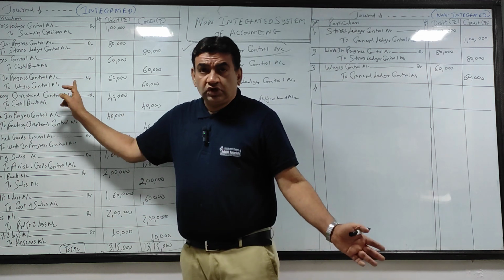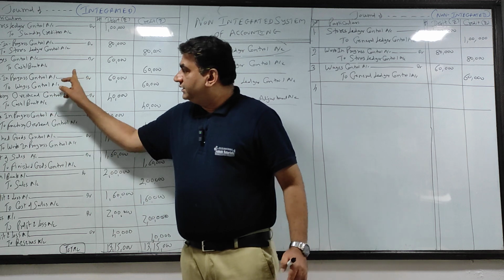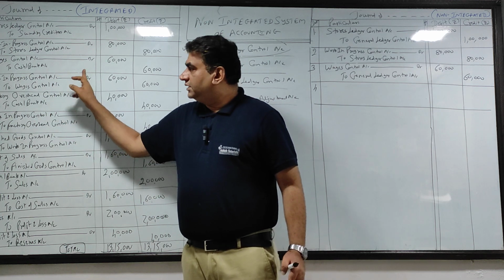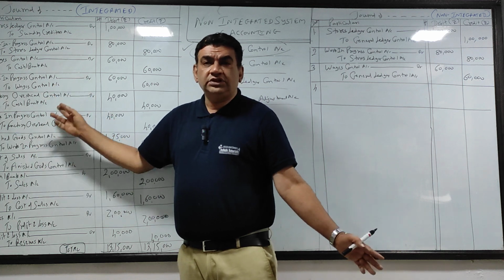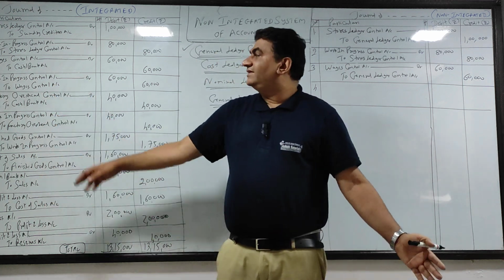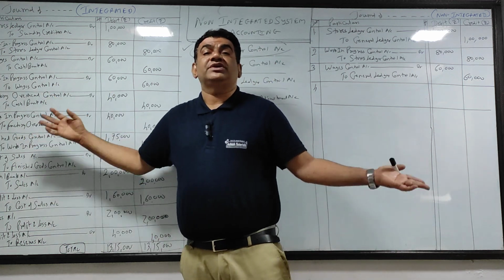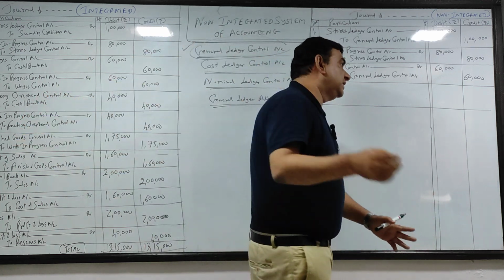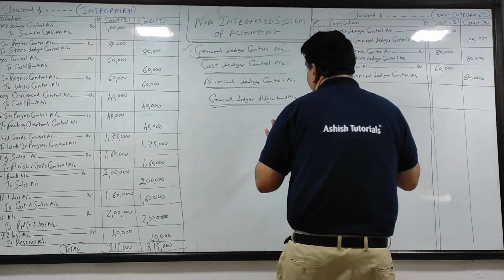WIP. You know the logic of this. I am not getting into that. To wage control. WIP is a cost account, and wage control is a cost account, both are cost, non-integrated. So the fourth entry also remains the same. Entry number 2, entry number 4, same. So you just have to copy paste.